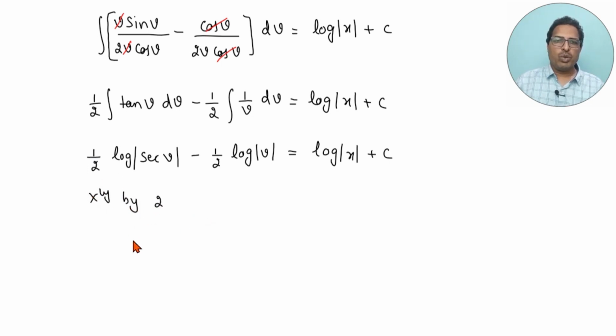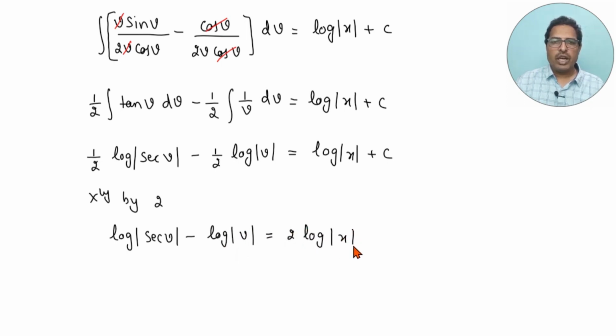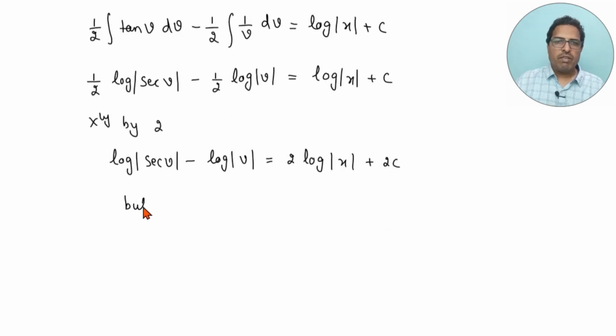So multiply the entire expression by 2. So this 2 and 2 will get cancelled, we are left with log of mod secant of v. Again multiply this by 2, 2 and 2 will get cancelled, we get log of mod of v. Multiply this by 2, it becomes 2 times of log of mod x plus you are multiplying this by 2, so 2 times of c. But the value of v is nothing but y by x.